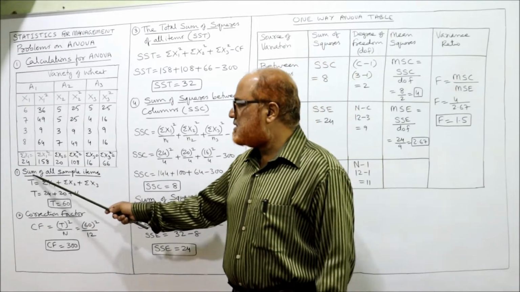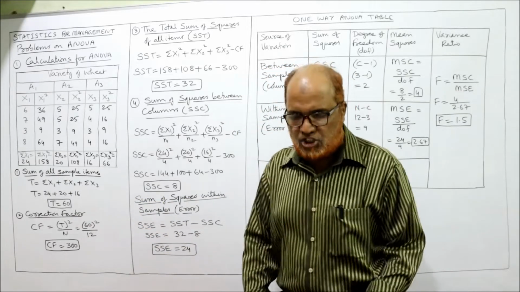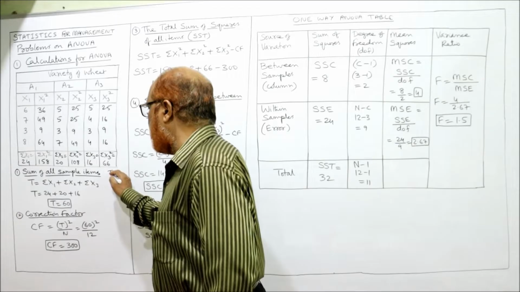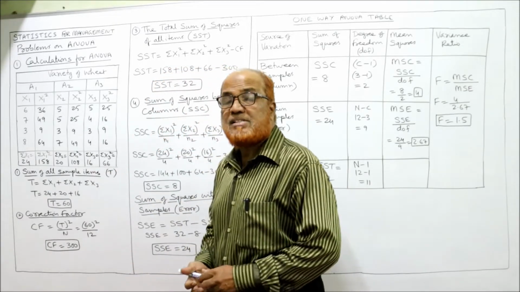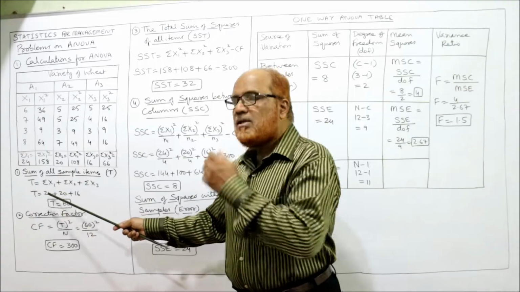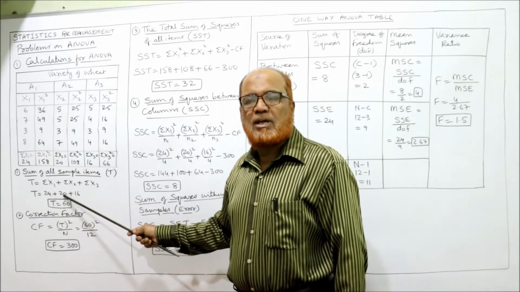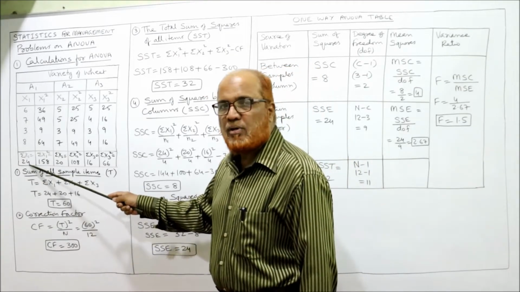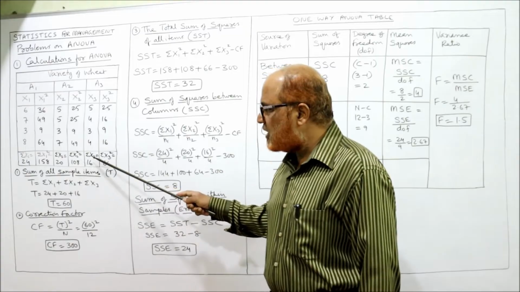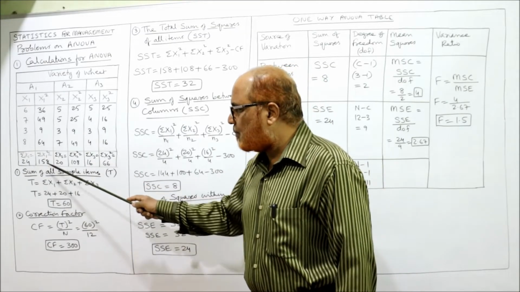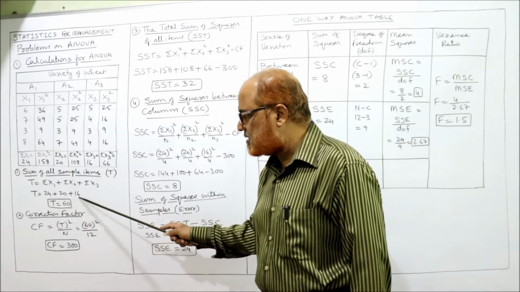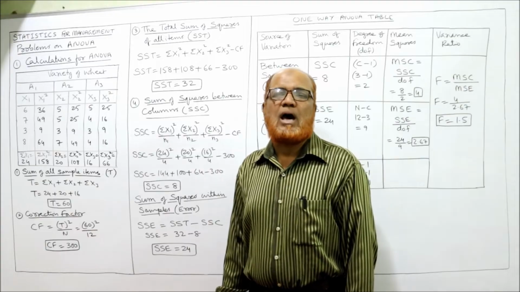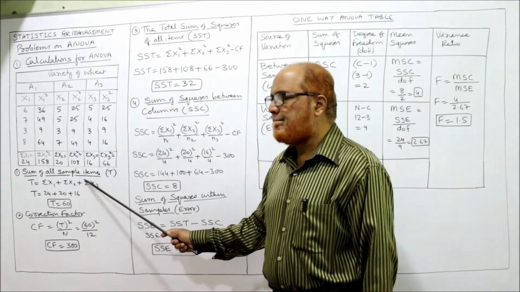The first step: the sum of all sample items. It is denoted as capital T. T is equal to summation x1 plus summation x2 plus summation x3. Here summation x1 is 24, summation x2 is 20, summation x3 is 16. So 24 plus 20 plus 16, T is equal to 60. What is T? The sum of all items in all the samples.